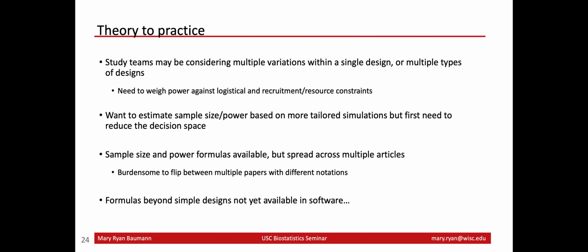So in the course of this, we have the theory that's there to be able to design these studies, but there are a lot of barriers that get in the way of people actually being able to implement them. A lot of times you'll have study teams that are considering multiple variations on a single study design or multiple types of study design. So you're wanting to weigh differences in power against differences in logistical and resource constraints.